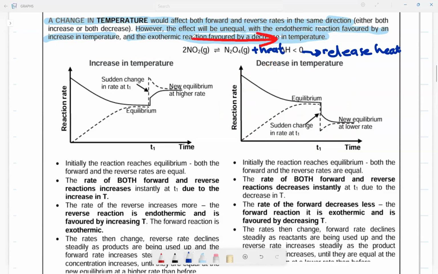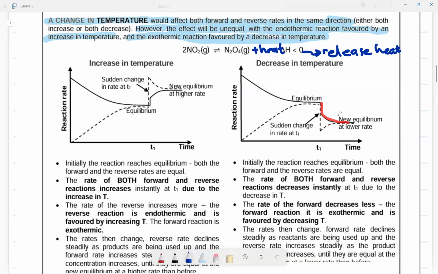So let's look and see. Remember, both of them will decrease. Okay, why? Because the temperature of the system decreased, right? Now here it is, the forward reaction and reverse reaction reach equilibrium. Then can you see now there is a sharp decrease on this one? Decrease on that one. Then there is a less decrease. This one decreases more. Then this one decreases less.